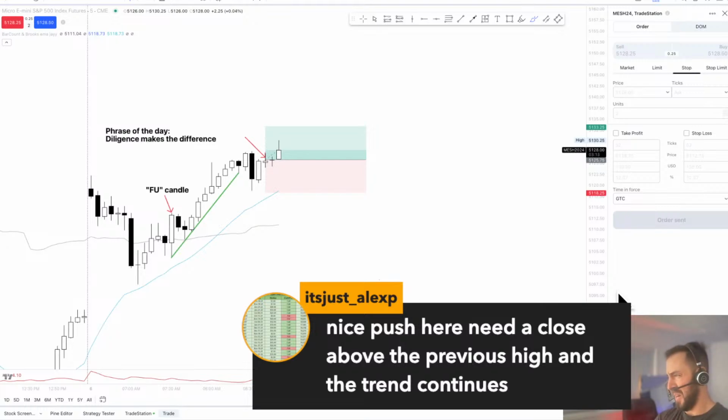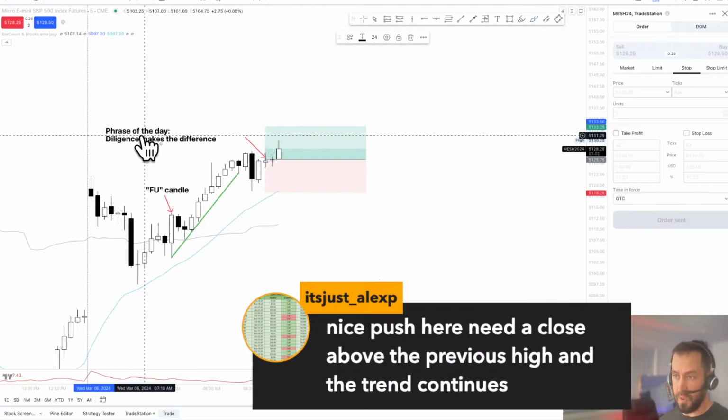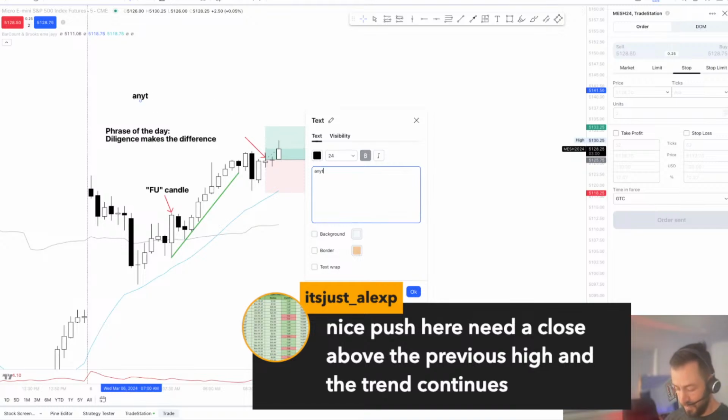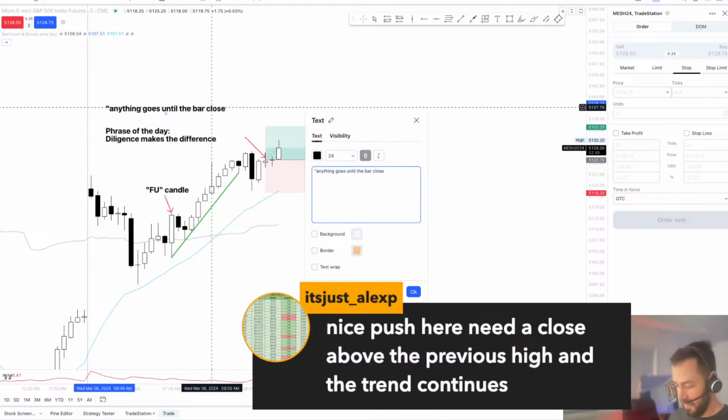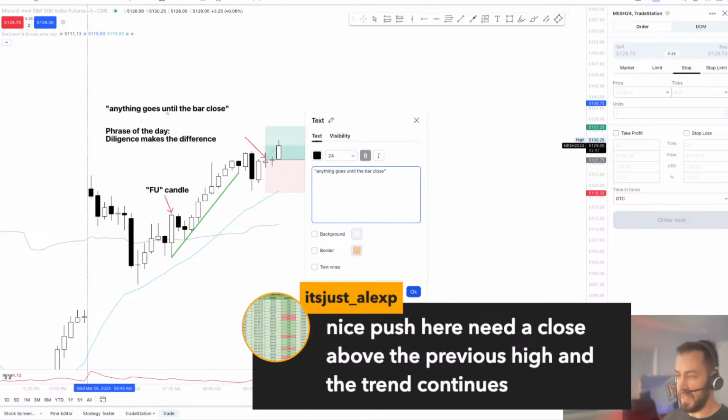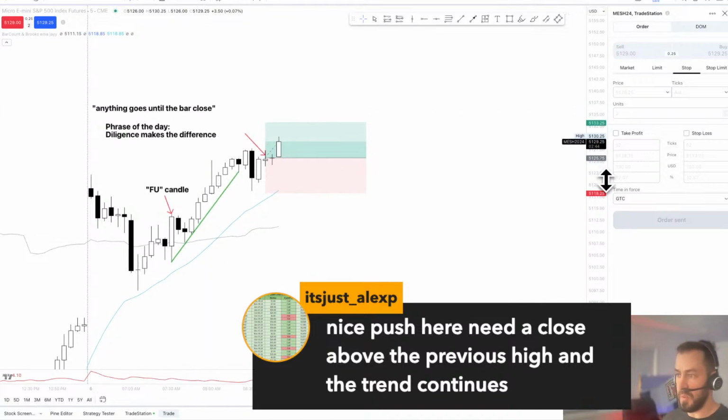It's a nice push, but we're not even halfway into the candle. So let's see what happens. Anything goes until the bar closes, guys. If you're new to my stream, you will know that now. That is one of our mantras here. That means we wait for the close, we make a decision. We wait for another close, we make a decision. Let's all watch for what Alex is saying.